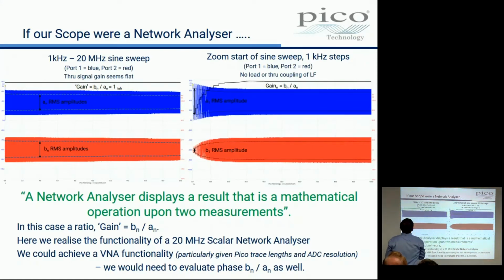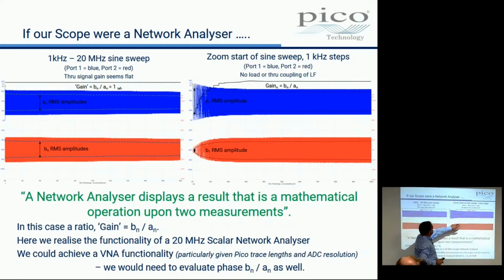And this is what a network analyzer plots. It doesn't plot these two waveforms. These are the high frequency waveforms, right? It doesn't plot those. A network analyzer plots this. It plots a ratio or a mathematical operation between the A wave, the incident wave, the input, and the output, the B wave as we call it, yeah? So B over A, gain is 1.